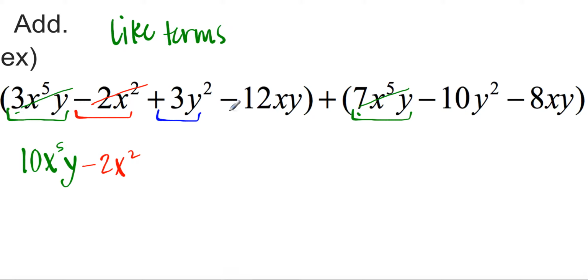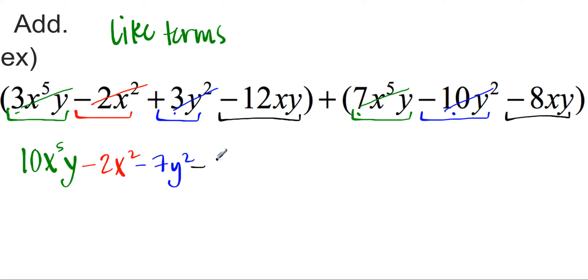And I'm going to pick up my next term, 3y squared. I go down the line looking for anything else with y squared, and I see minus 10y squared. So we're going to add the coefficients, 3 and negative 10 gives me minus 7y squared. I'm going to put a line through those terms just so I know I'm done with them. They won't be in my way. And I'm going to pick up negative 12xy, and I see that I can combine that with negative 8xy. Those are like terms. Remember, same variables with the same exponents. Combine those and we get minus 20xy.